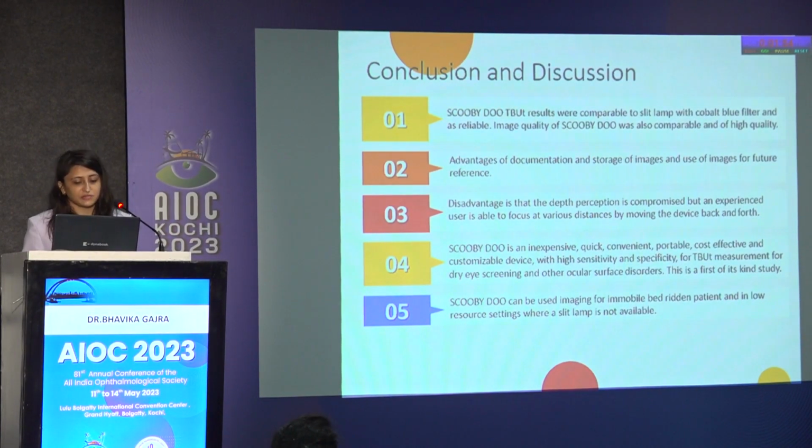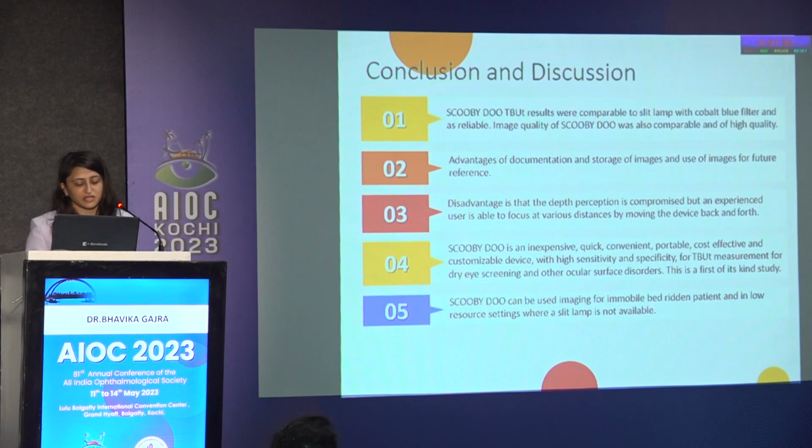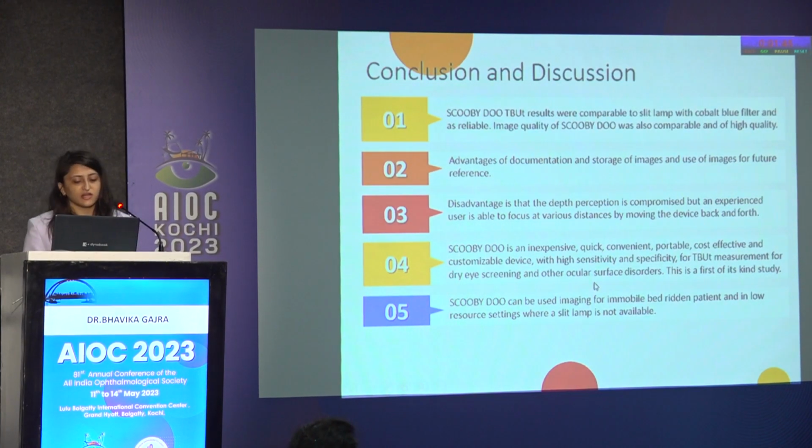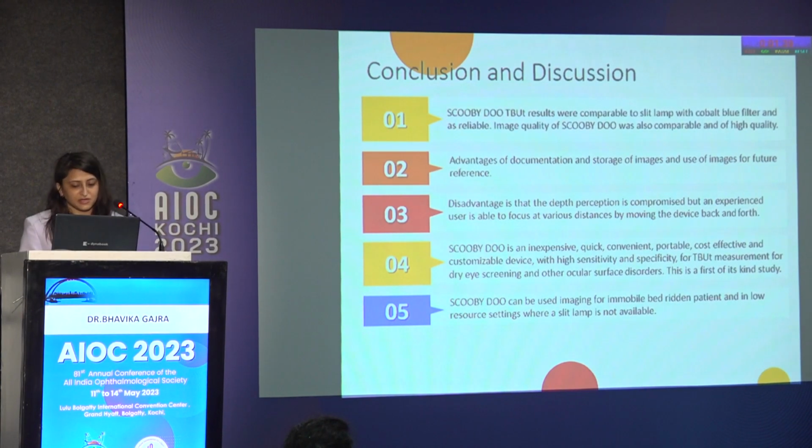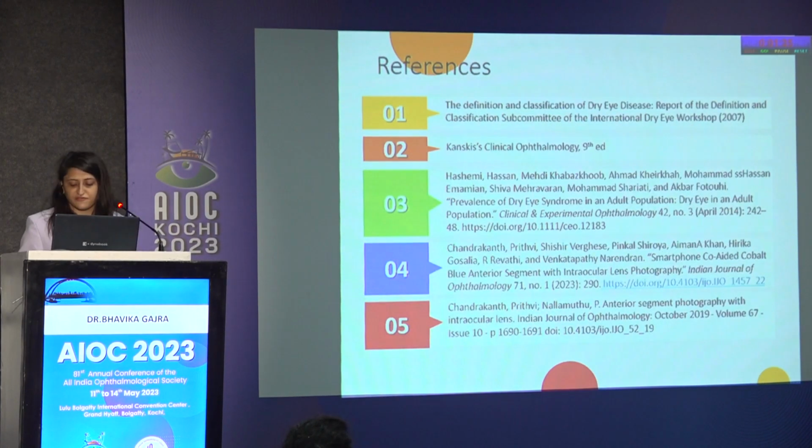Thus, SCOOBY is an inexpensive, quick, convenient, portable tool. It's also cost-effective and customizable and has high sensitivity and specificity and can be used for TBUt measurement for dry eye screening and other ocular surface disorders. It's a first of its kind study. It can be used for imaging in immobile bedridden patients and in low resource settings when a slit lamp is not available. These are my references.